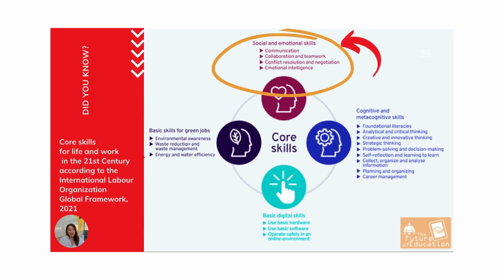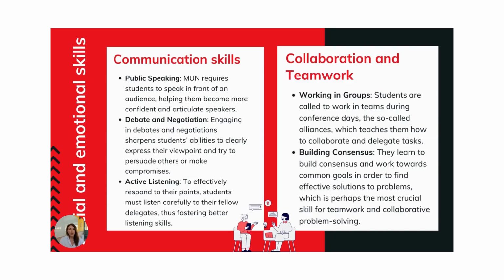Now, I wanted to share with you this diagram, which I found on the International Labour Organization Global Framework website, as it was published in 2021, and it involves the 4 categories of skills someone should have for life and work in the 21st century. And we're going to take that step by step and analyze how MUN helps in the development of these skills. So the first set of skills are the social and emotional skills.